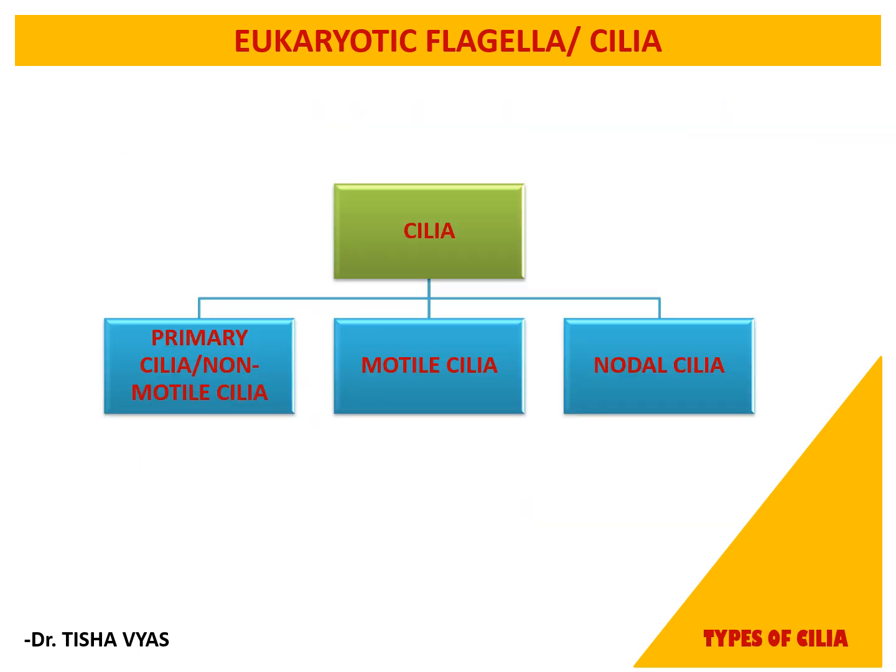Cilia can be divided into 3 types: primary cilia, also known as the non-motile cilia, the motile cilia, and the nodal cilia. Primary cilia. In animals, non-motile primary cilia are found on nearly every cell. In comparison to motile cilia, non-motile cilia usually occur 1 per cell. Nearly all mammalian cells have a single non-motile primary cilium.